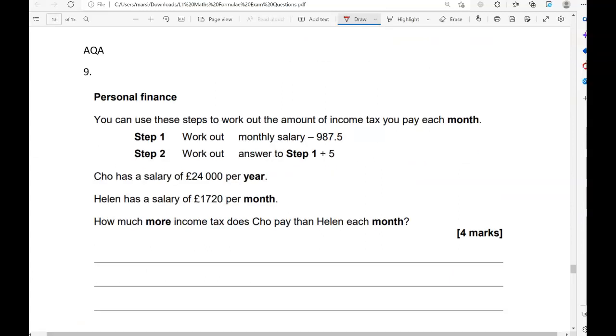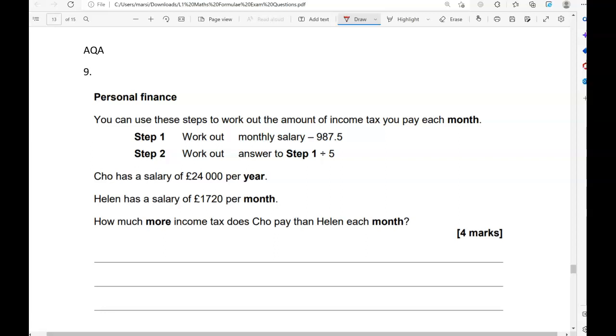Personal finance. You can use these steps to work out the amount of income tax you pay each month. Step 1. Work out monthly salary minus 987.5. Step 2. Work out answer to step 1 divided by 5. Joe has a salary of 24,000 per year. Helen has a salary of 1,720 per month. How much more income tax does Joe pay than Helen each month?